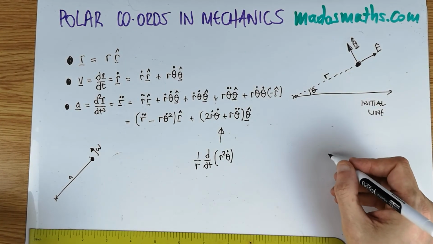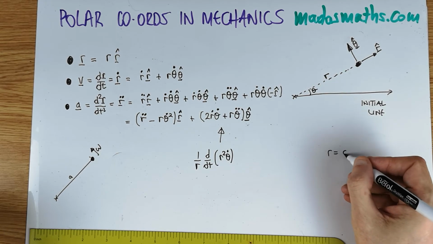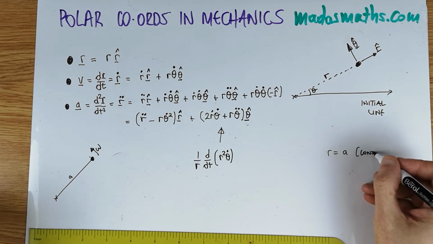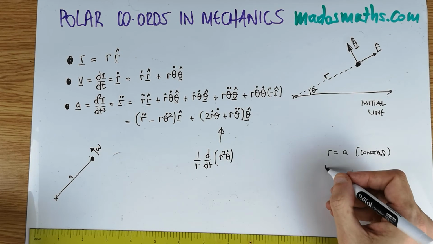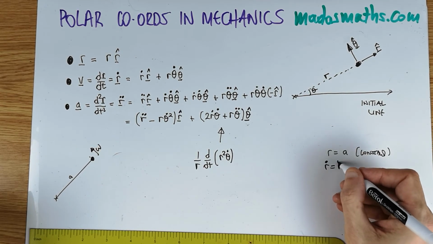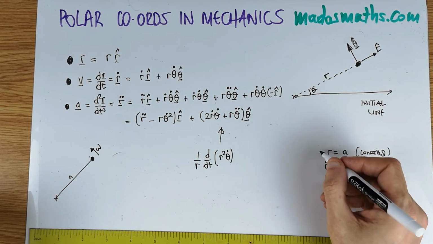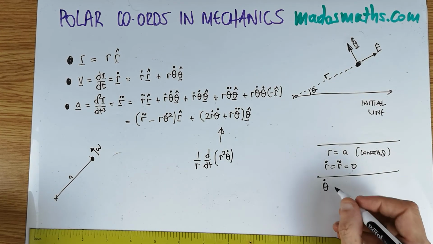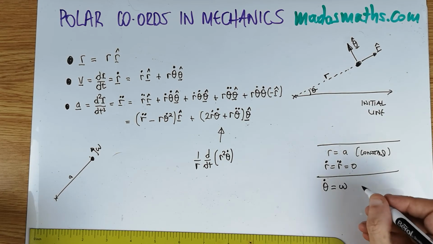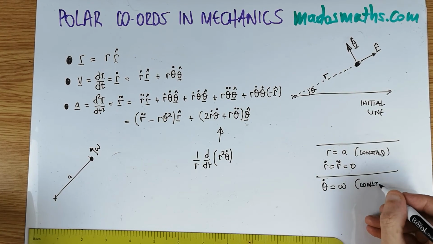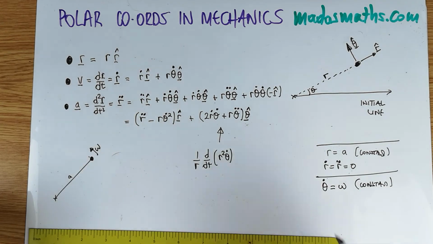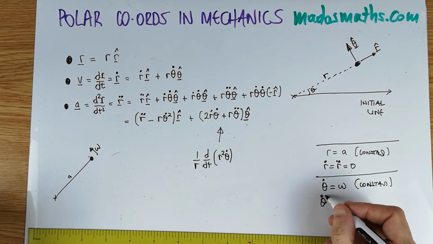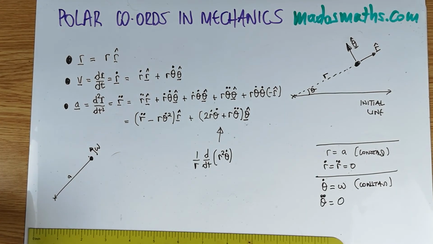So if you look at something where r is equal to a, where a is constant, then quite clearly r dot will be the same as r double dot will be equal to 0, since it's a constant. The same way, if the angular velocity is omega, which of course is again constant for this simplistic model, then theta double dot will be 0. And let's see what this quantity is now reduced to.